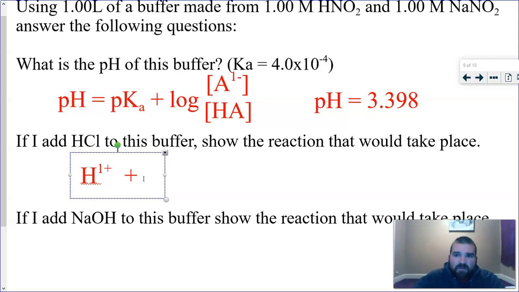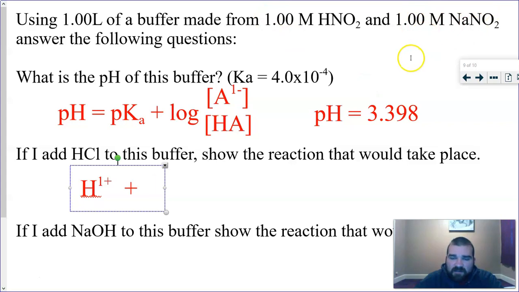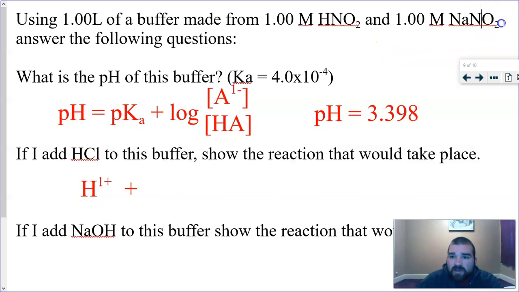So I add acid to my buffer. What inside my buffer will neutralize that acid? Well, it's going to be the base, right? What's the base of my buffer? The base of my buffer is the conjugate base right here, NO2 1 minus.